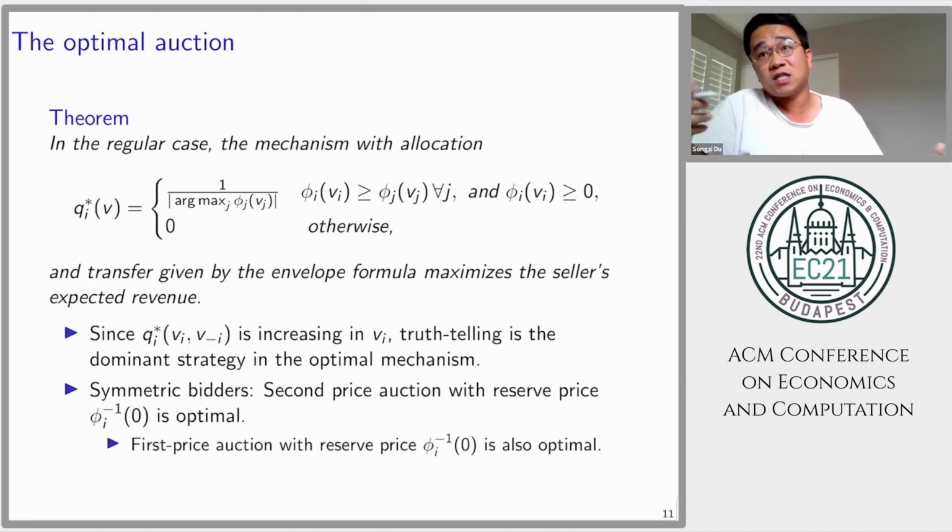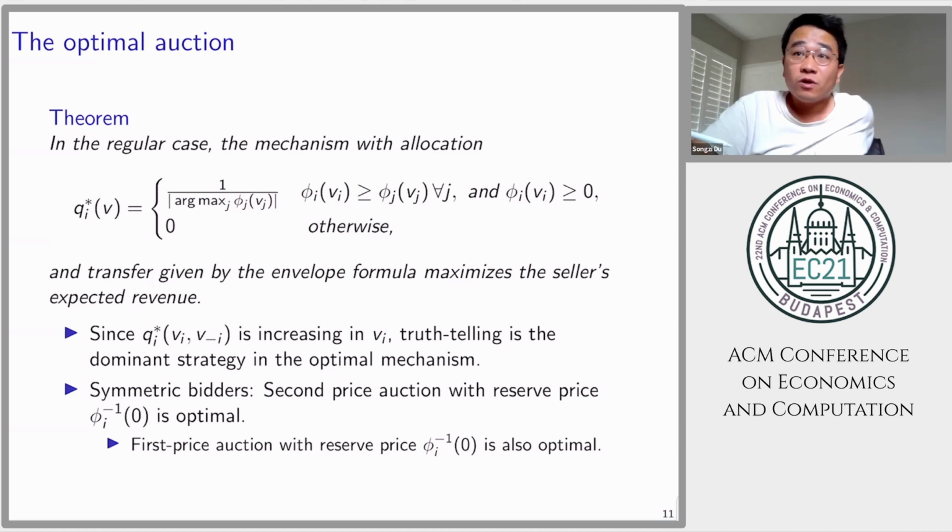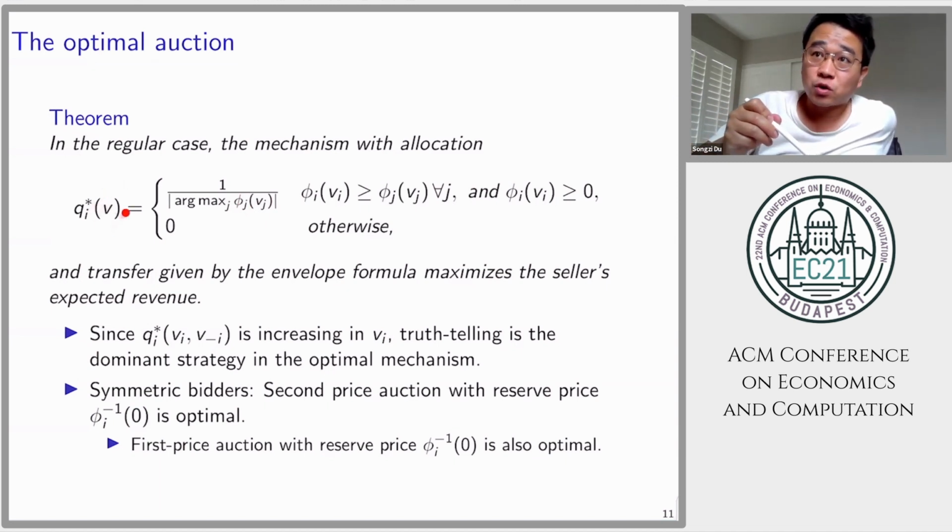So in the regular case in which all of the virtual values are increasing, one optimal allocation is to give the good to the bidders who have the highest virtual value and who have positive virtual value. We just randomize the allocation among such bidders. Okay, and then given the optimal allocation function here, we can work out the transfer function from the envelope formula.